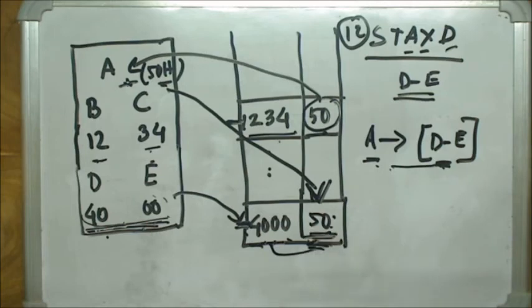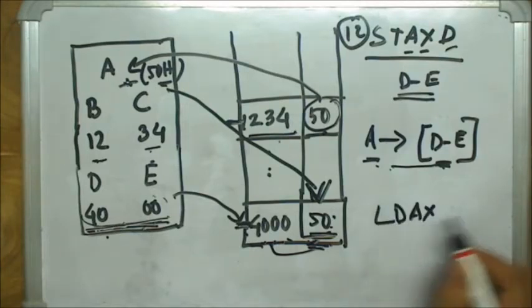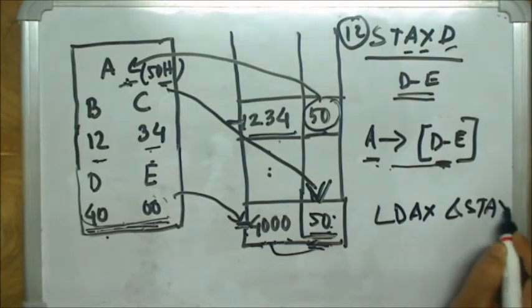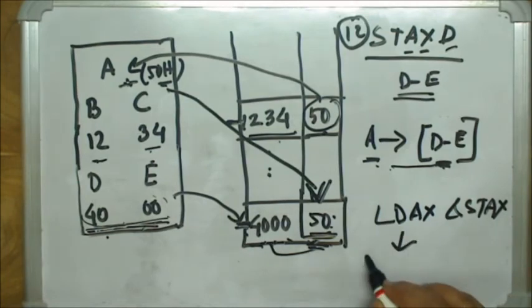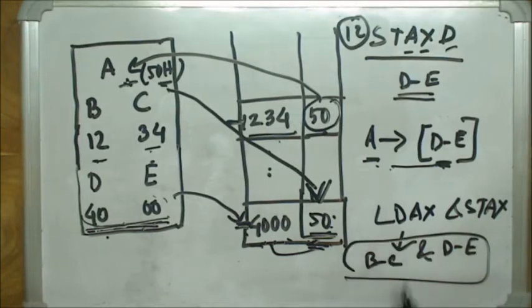Understood? Now one thing you should note down: LDAX and STAX work on BC pair and DE pair. They will not work on HL pair. The reason I will tell you later on, but for the time being just remember that LDAX and STAX instructions work on BC pair and DE pair.